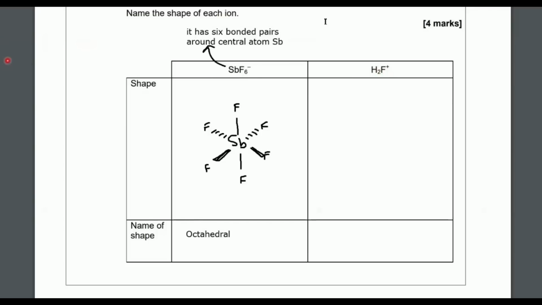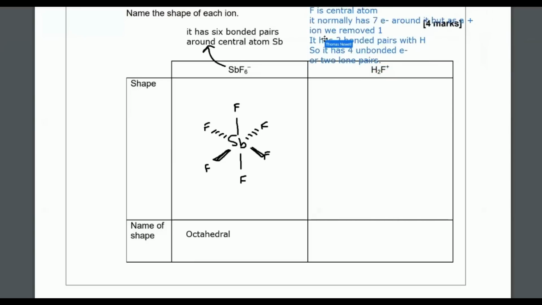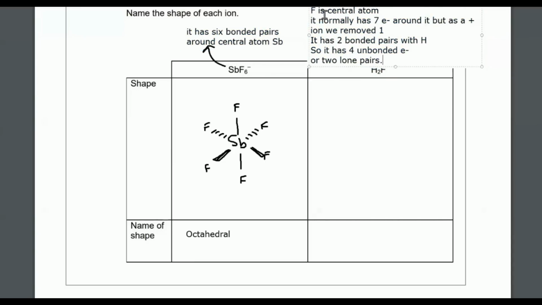Now we've got H2F+, and fluorine is the central atom here. How many electrons are in a fluorine atom? It's 7. However, it's got the positive charge, the plus, so that means it only has 6 electrons around it. How many of those electrons are bonded? 2 of the electrons are bonded with the hydrogens, so 6 minus 2 is 4. So there are 4 electrons on their own, and they form 2 lone pairs. So we have 2 bonding pairs and 2 lone pairs. So we've got 4 pairs around the atom, and when you have 2 bonded pairs and 2 lone pairs out of the 4 pairs, you get a bent or V-shaped molecule, just like the water molecule.